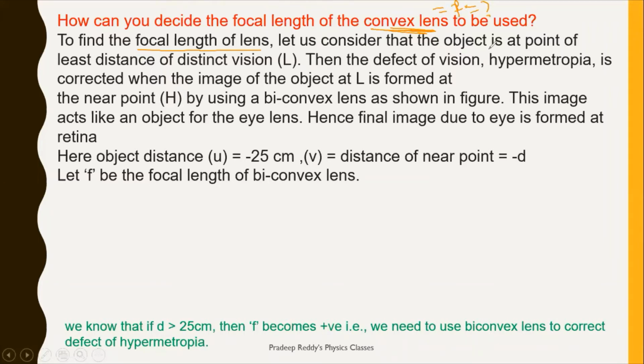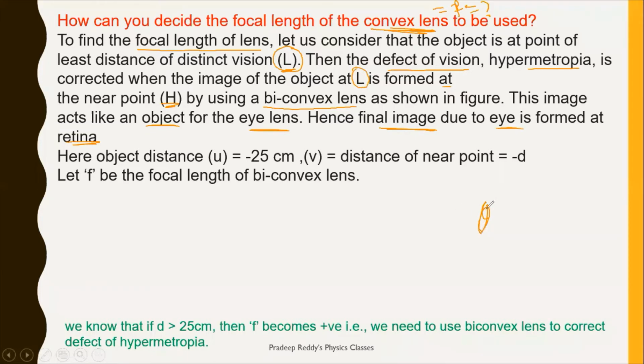Now let us consider that the object is at the point of least distance of distinct vision. Like I told you in the previous slide, the object is placed at position L. Then the defect of vision, hypermetropia, is corrected when the image of the object at L is formed at the near point H by using a biconvex lens. This image acts like an object for the eye lens. Hence, the final image due to the eye is formed at the retina. Forget about all this, this is the lens.